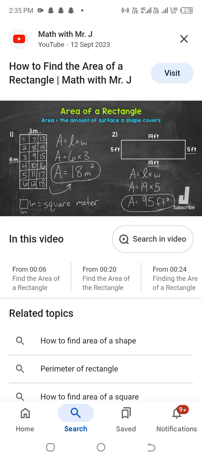So there you have it. There's how to find the area of a rectangle. Area equals length times width. So that's the formula we can use for rectangles.